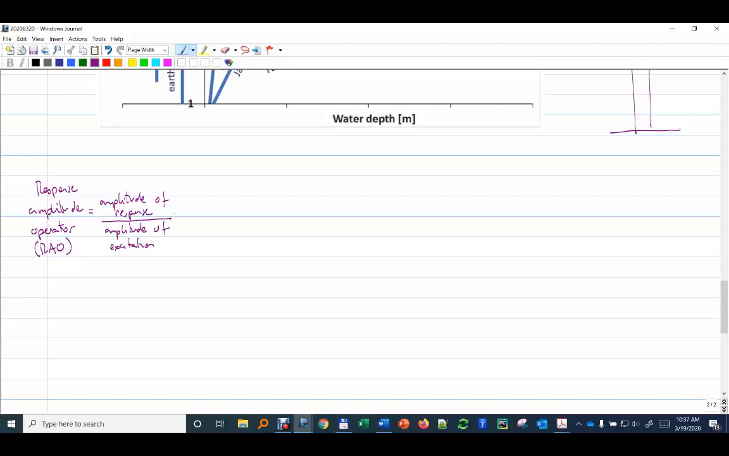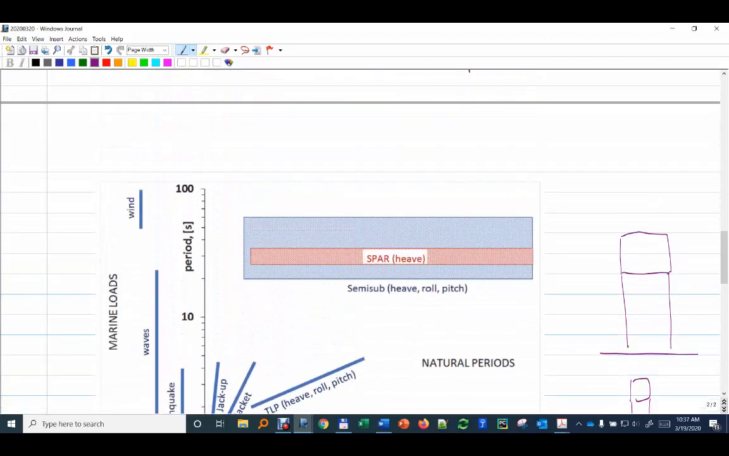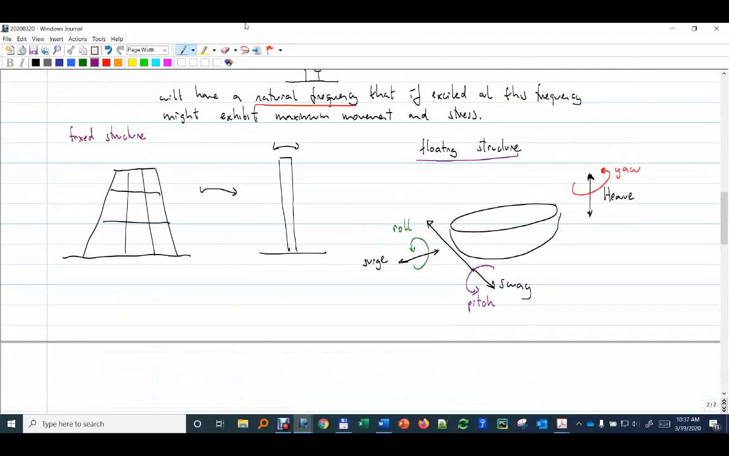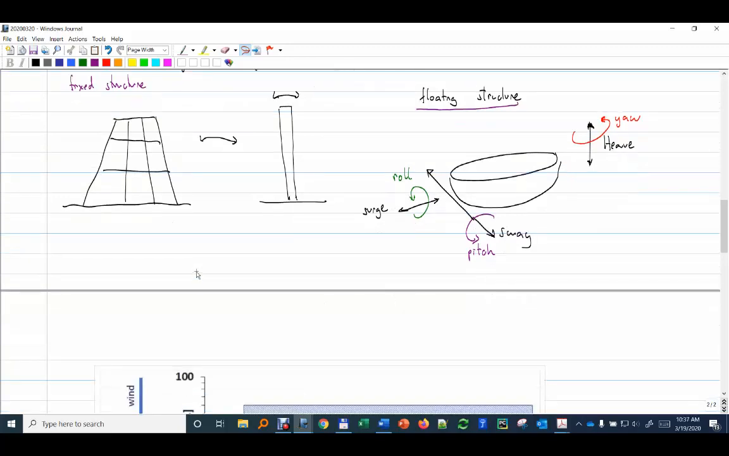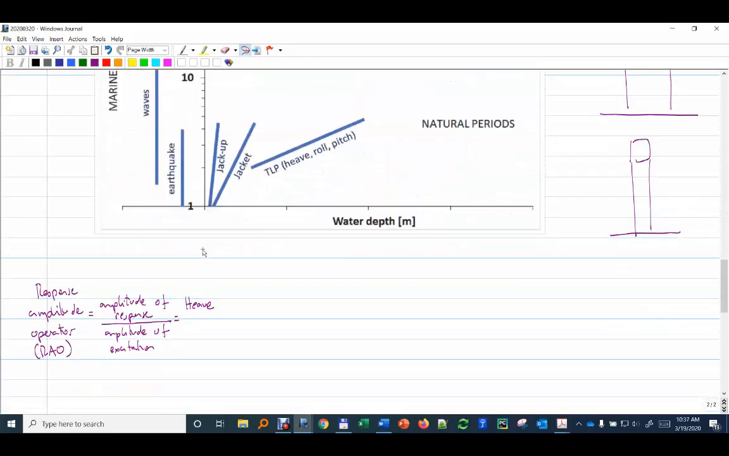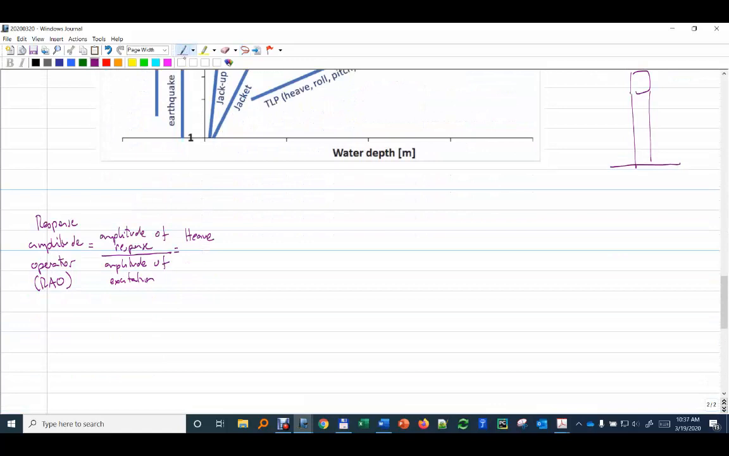And here we're taking, for example, the heave. Remember that we are talking about these particular movements. If you have a fixed structure or a floating structure, you have heave, you have roll. So that is the amplitude of the heave, and usually it's a value in meters. It can be divided, for example, by the wave amplitude.